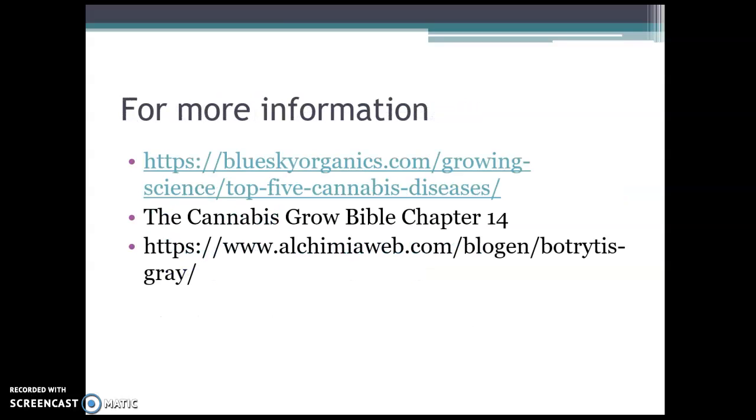For more information, I definitely recommend the Cannabis Grow Bible, chapter 14, where it talks about troubleshooting. I'm looking at the third edition with chapter 13. That book is by Greg Green. Also, there's a great website by Blue Sky Organics, the top 5 cannabis diseases. Alchemiaweb.com can also help out. There are multiple types of forums online for specific diseases, and lots of good books out there on plant pathology.